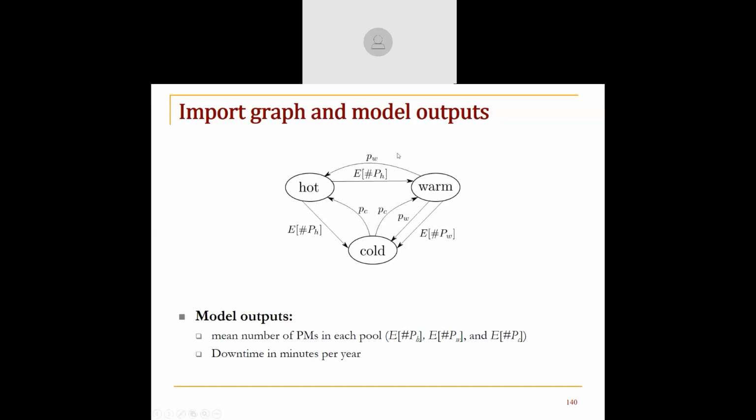So therefore, this can be cast as a fixed point problem. In other words, I will break the chain here somewhere and assume a value for PW and PC, and therefore I can solve the hot pool model. Once I solve the hot pool model, I will be able to solve the other models and so on. I keep repeating this, iterating this, until everything converges within a certain error.